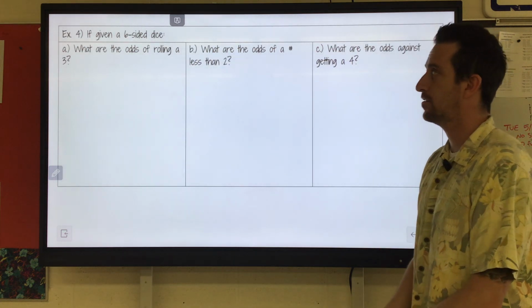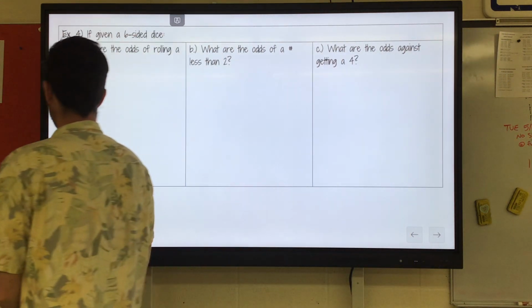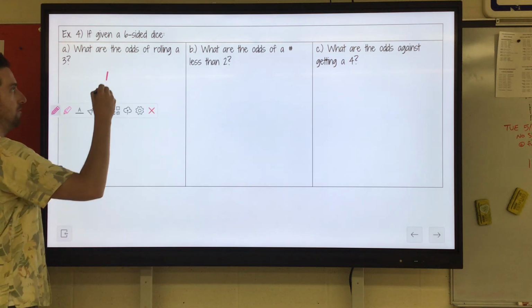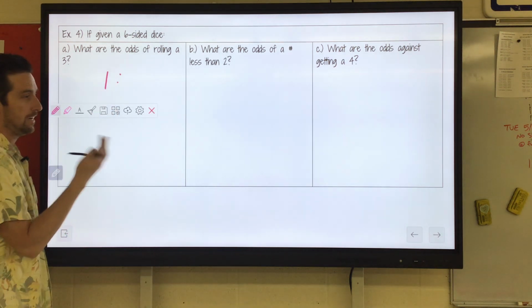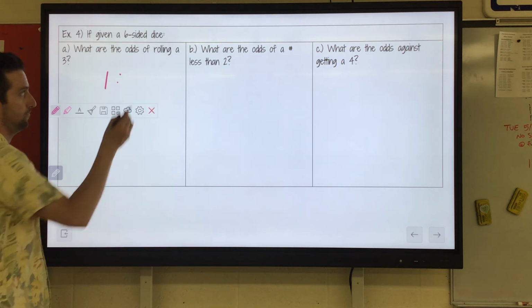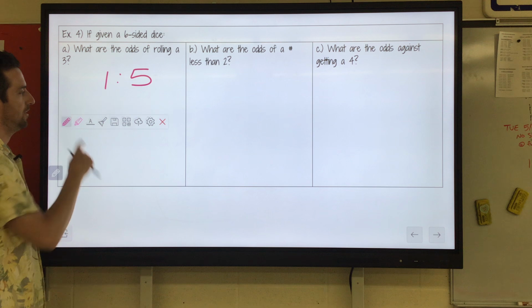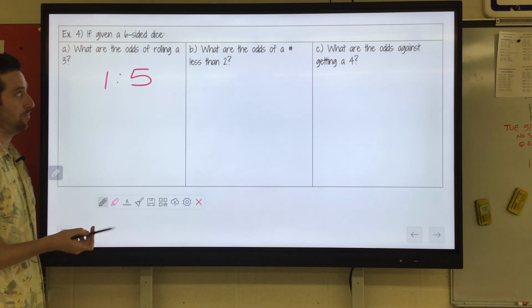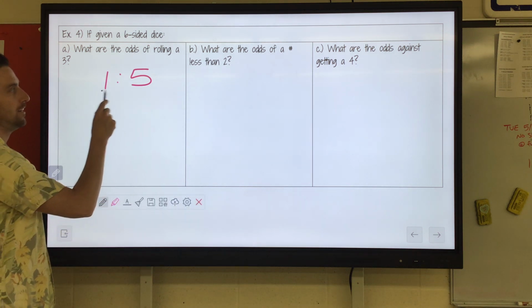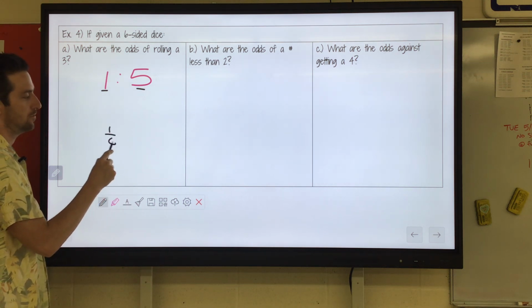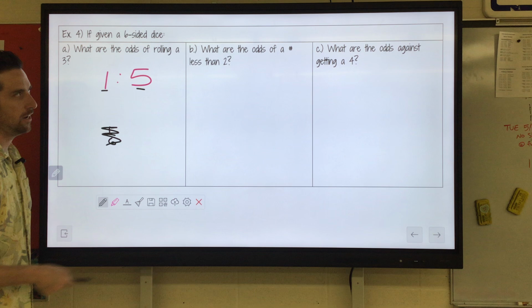If given a 6-sided die, what are the odds of rolling a 3? How many 3s are there? There's 1. Versus how many things are not a 3? The other 5. So if they gave you the odds and they said, hey, convert that into the probability, you would have to add them up to see how many total things there are. So there's 1 out of 6, if they were to ask that.